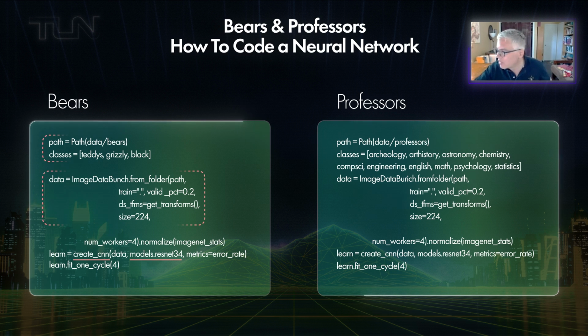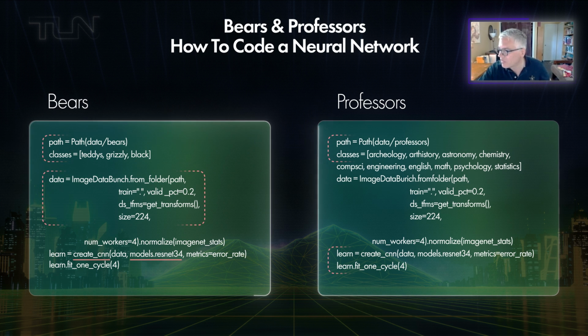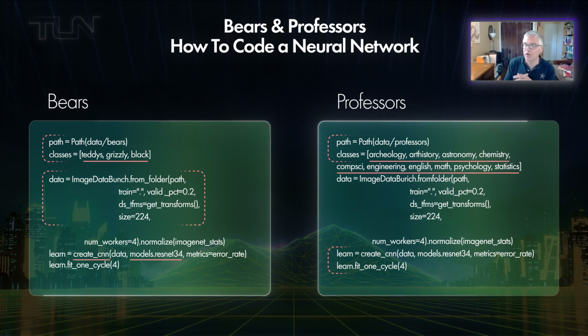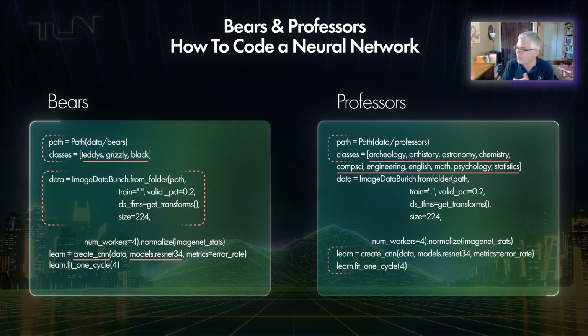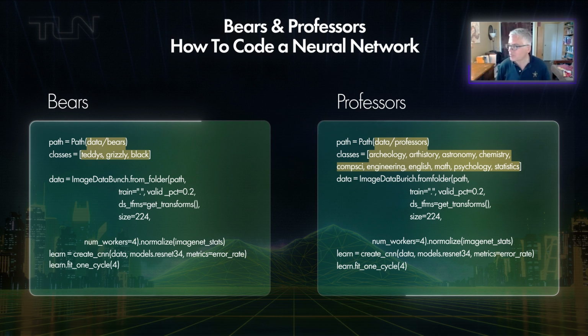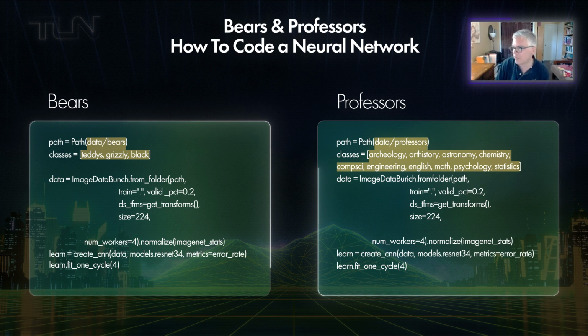So I did the same thing with professors, and all I had to do was create a new listing. Now instead of just teddy, grizzly, and black, I have archaeology, art history, chemistry, comp sci. I have a folder with a bunch of pictures of professors, labeled with what field they're in, and everything else is the same. All the rest of the code is the same. The only thing that is different is the data that it's trained on.